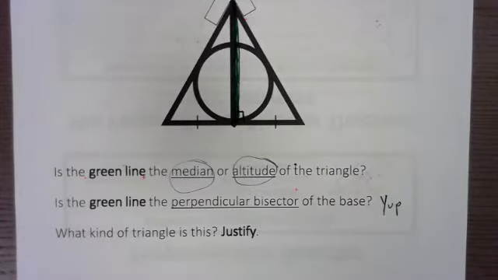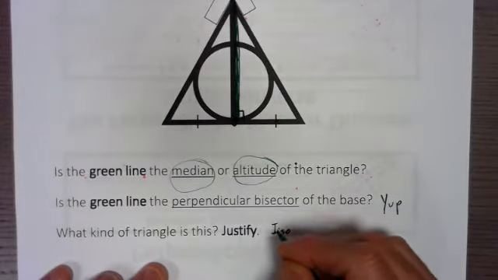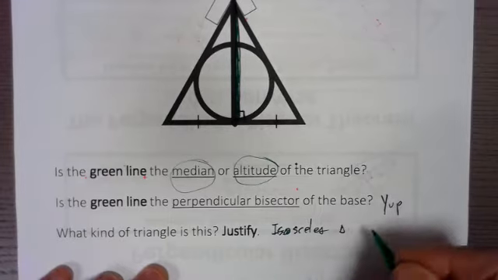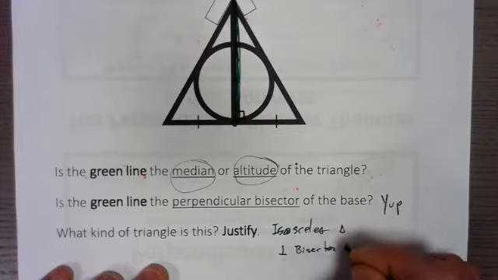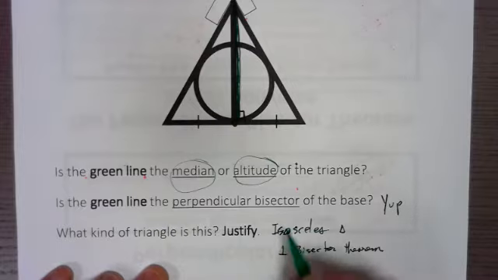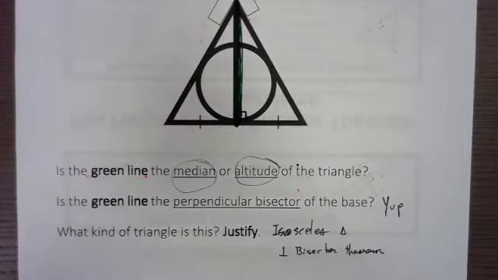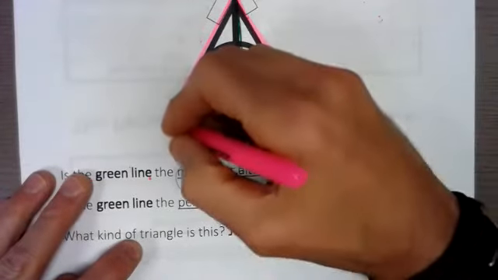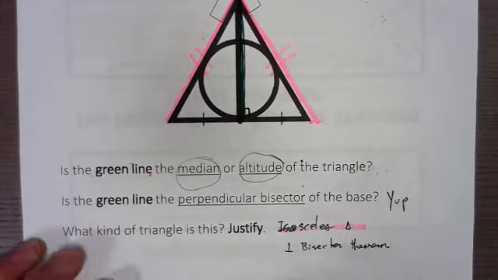What kind of triangle is this and how can you justify that? Great question. So from this, what we can say is it's an isosceles triangle, okay? And how can we use that? Well, we can use the perpendicular bisector here. Right, which tells us that if we have a perpendicular bisector, that these other sides of the triangle are equidistant from the endpoints. So that means that this and this are gonna be congruent, making it an isosceles triangle.